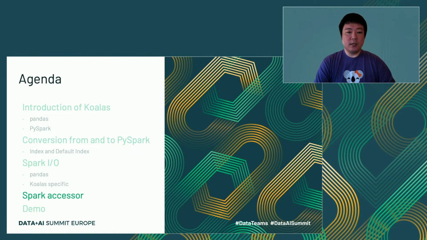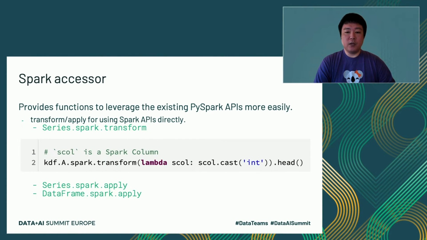Lastly, before the demo, let's see the Spark accessor. The Spark accessor provides functions to leverage the existing PySpark APIs easily. These functions are to use Spark columns or DataFrames within Koalas objects. Series.spark.transform takes a function to modify the columns and returns a Koalas Series. The argument of the given function is actually a Spark column instead of Koalas objects. So you can use Spark column APIs to modify the column. There are other similar functions, Series.spark.apply or DataFrame.spark.apply. We'll see the examples in the demo later.